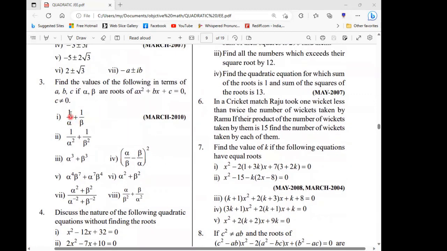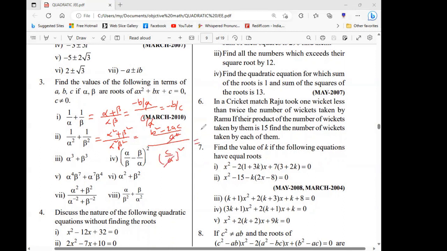And you know these values. Just do the LCM. What is the LCM? Alpha into beta, and here in the numerator, alpha plus beta. You know what alpha plus beta is? Minus b by a. And what is alpha into beta? c by a. So the value is minus b by c. Now here also do the same. Alpha square plus beta square divided by alpha square into beta square. Alpha square plus beta square is b square minus 2ac by a square, divided by alpha square beta square, which is c by a whole square. a square cancels. Now the answer is b square minus 2ac by c square. In this way, solve the remaining questions.